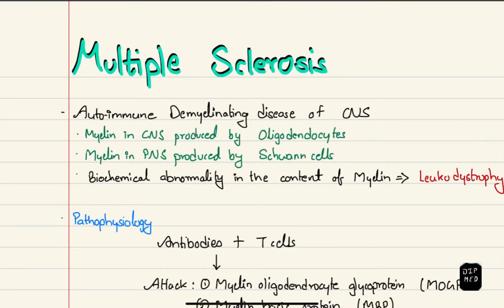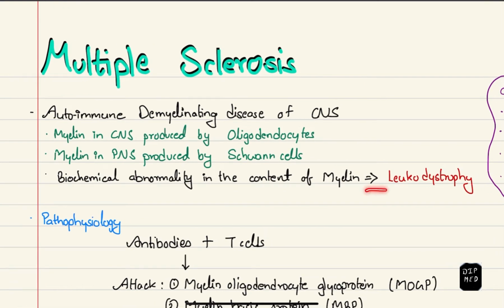Hello everyone. In this video, we'll be talking about multiple sclerosis. It is one of the demyelinating diseases of the central nervous system, and it is an autoimmune disease. Demyelinating means there is loss of myelin sheath from neuronal axons. Myelin in the central nervous system is produced by oligodendrocytes, and myelin in the peripheral nervous system is produced by Schwann cells. And remember, biochemical abnormality in the content of myelin is called leukodystrophy.